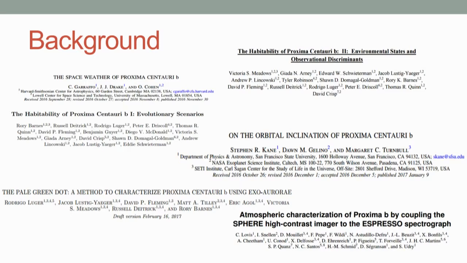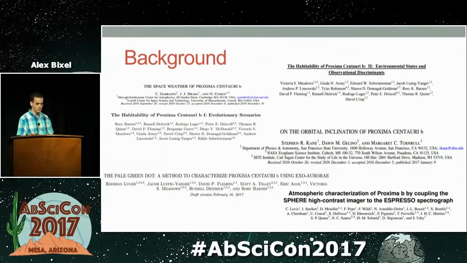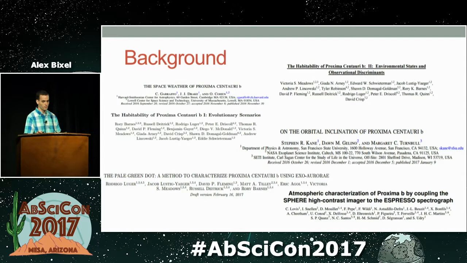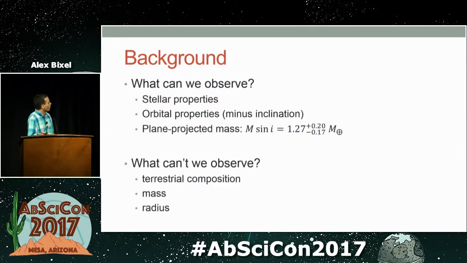Some background. In the months since the discovery, we've seen a lot of really in-depth and insightful work done on this planet's atmosphere and potential habitability, orbital evolution, and even, as we've seen, prospects for characterization in the near future. I'm sure we're going to hear a lot more about that today. But what I want to talk about, along the lines of what Stephen Kane just talked about, is what underlying assumptions do we have about the planet's bulk properties? In particular, what can we observe and what can we not observationally constrain?